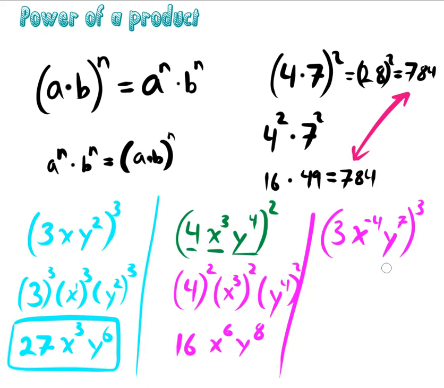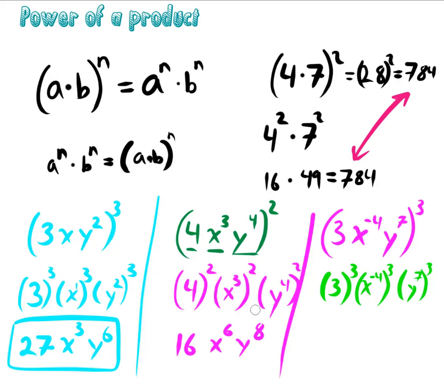Hopefully you gave it a try. Now let's see if you were successful or not. I really hope you were. You have a 3 cubed. You have x to the negative 4 cubed. And you have y to the 7th cubed.